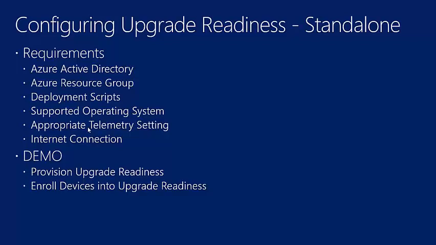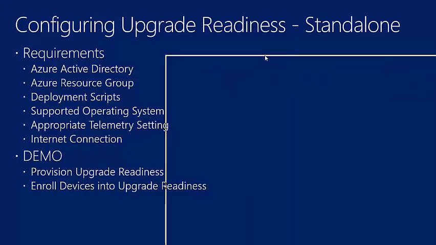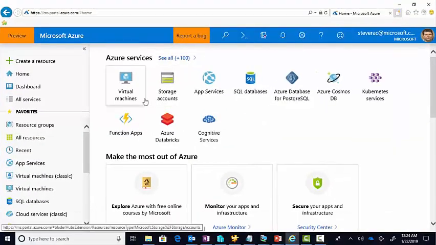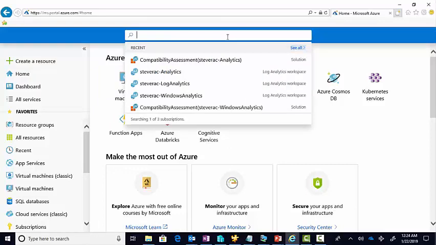So what I want to do is walk through how we would configure upgrade readiness. The first part is to provision upgrade readiness in Azure. The second part is going to be enrolling devices so that they can then participate in upgrade readiness. All right. Let me pull in my browser, which is focused in on Azure. So as we kind of get started on this, the first thing to do is provision upgrade readiness.